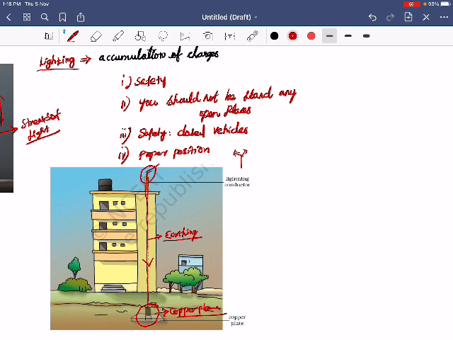And you know one thing, students, when lightning happens, thunder also happens, but the lightning is seen first because the speed of light is much, much faster. That means a very high value compared to the speed of sound. The speed of sound depends on the temperature, nearly 330 to 340 meters per second. But light travels at nearly 3 lakh kilometers per second. So it is much faster than sound.